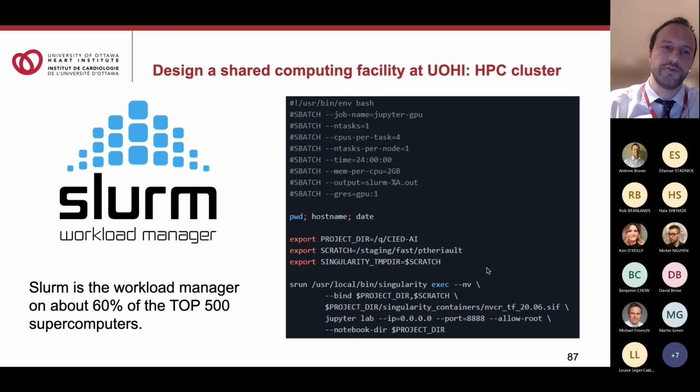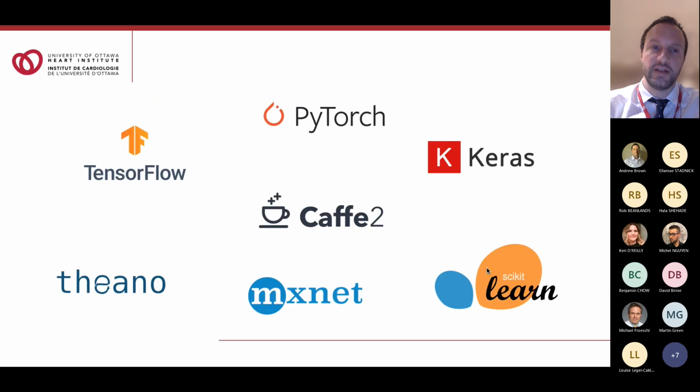So the cluster uses Slurm, which is software that's used on 60% of the top 500 supercomputers in the world, and it allows researchers to request exactly the amount of resources they need for their project, and really to share this resource amongst different researchers very easily.